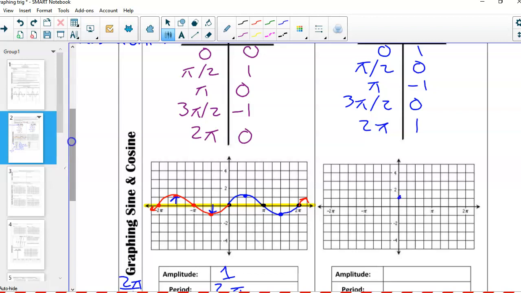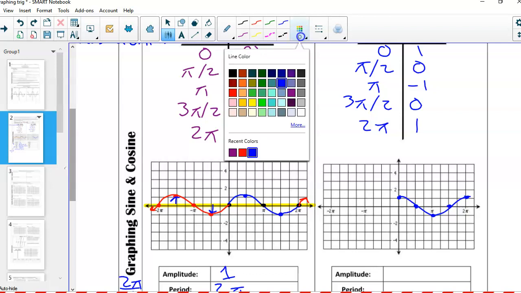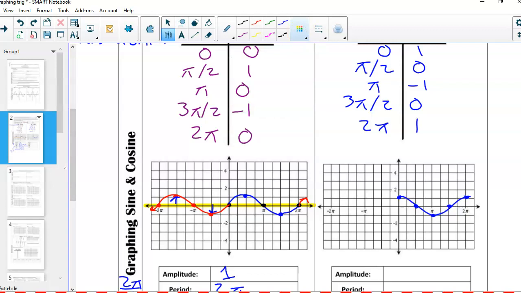So if we were to graph that one, it would start at 0, 1, go over pi over 2, 0, pi would be negative 1, 3 pi over 2 would be 0, 2 pi would be 1. And it would look something like that. So it kind of looks like the sine function, which we talked about, that sine and cosine are basically the same, it's just a horizontal shift, or a phase shift. Phase shift is our new horizontal shift.